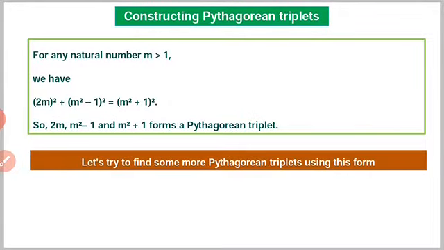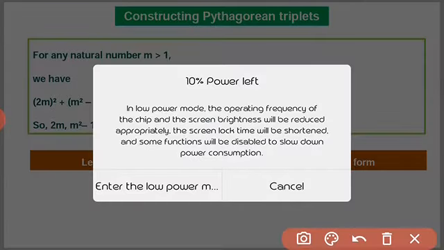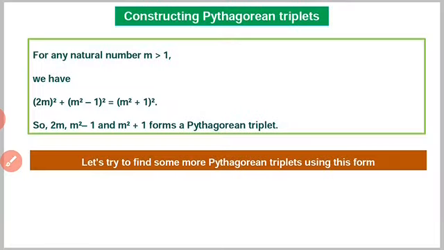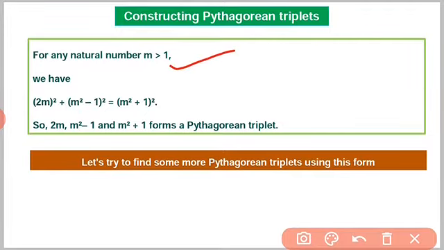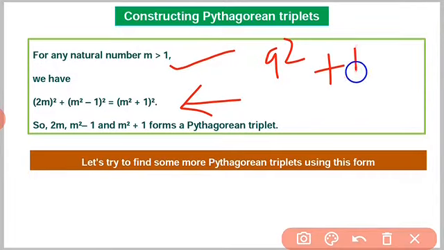Constructing Pythagorean triplets. So let's find out the general form of a Pythagorean triplet, or how we can find a Pythagorean triplet. For any natural number m greater than 1, we have this. Here we are using the same relation, a squared plus b squared is equal to c squared.